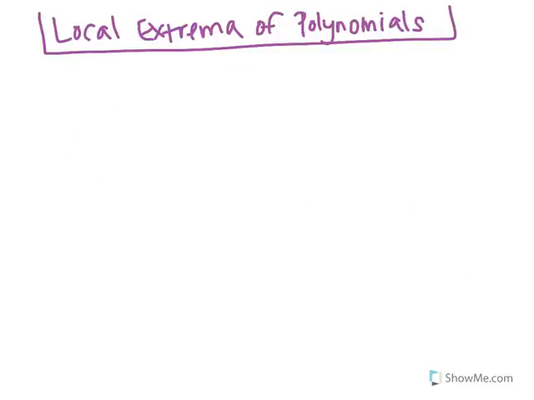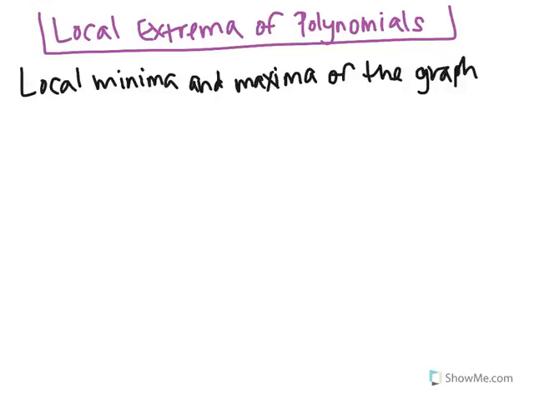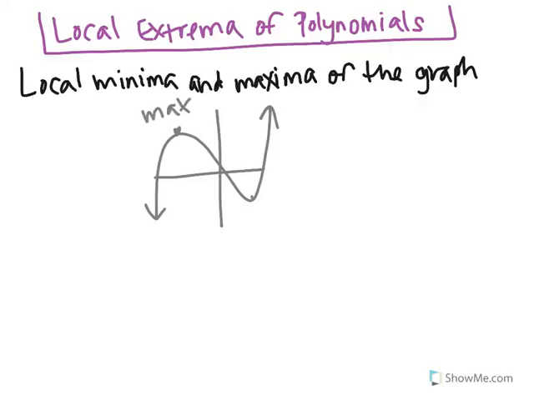So the last thing is the local extrema of the polynomials, and we've already done this. These are just the local minima and maxima of the graph. So if I were to do a little sketch, and let's say your polynomial was degree 3, you would have your local max, and this would be your local minima. We've already done this in the last 2 chapters.